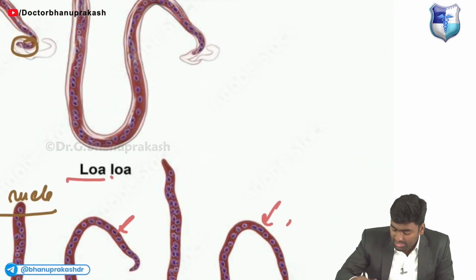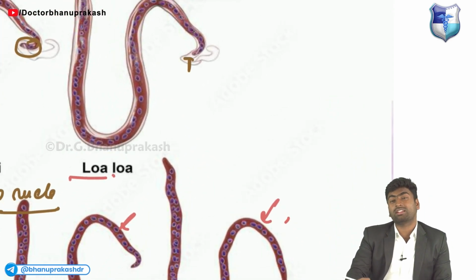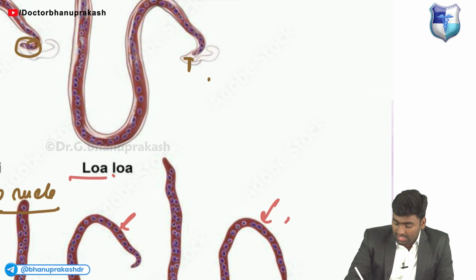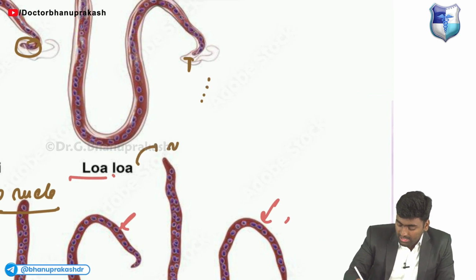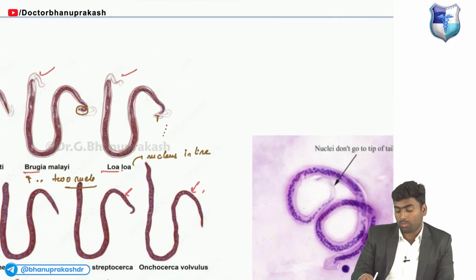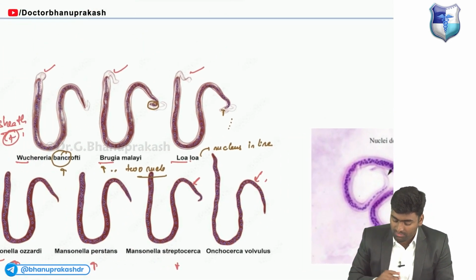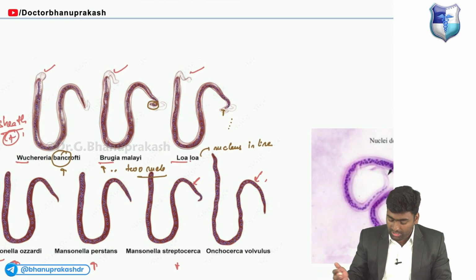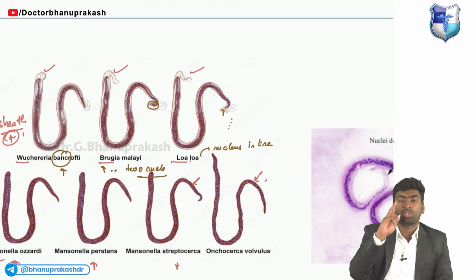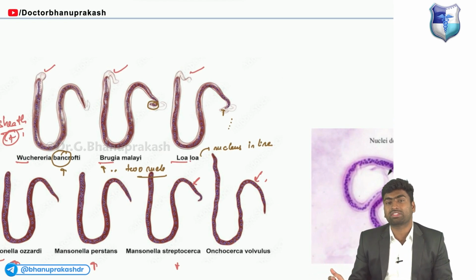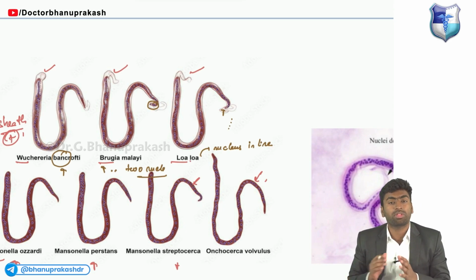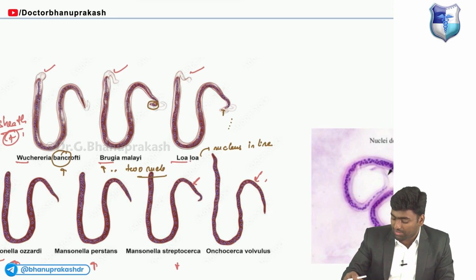Whereas if you are able to see the nucleus persisting till the end, in a line, then it is known as Loa loa. The nucleus in line, it is Loa loa, whereas no nuclei, it is Wuchereria bancrofti, and Brugia malayi you will see 2 nuclei, and all of these 3 will have this sheath. Rest won't have the sheaths.